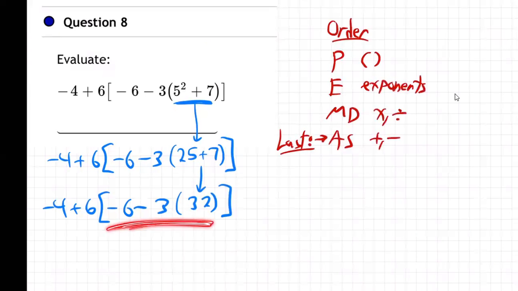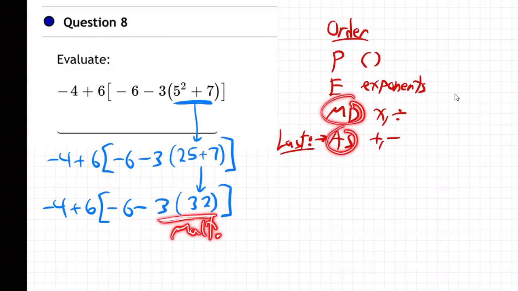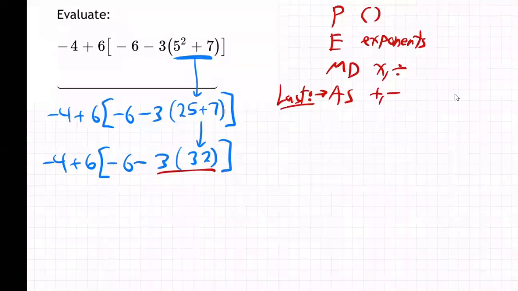Okay. So come on over here now. I've got to work on these brackets now, don't I? So what am I going to do? Can I subtract these guys? No, because adding, subtracting is last. So instead, I'm going to multiply these guys because multiplying comes before adding, subtracting, right? So multiply these two. 3 times 32, it's 96.